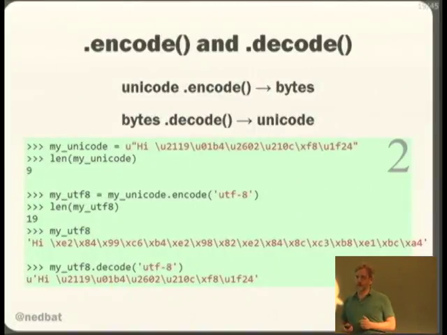To convert between the two, Unicode strings have an encode method, which turns code points into bytes. And byte strings have a decode method that turns bytes into code points. They take an argument, which is the encoding that you want to use for doing the conversion.